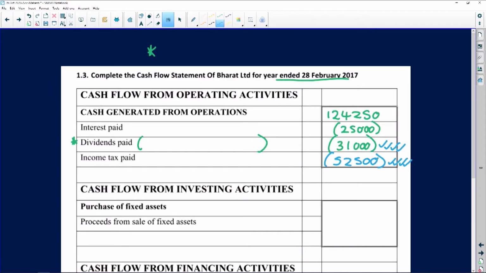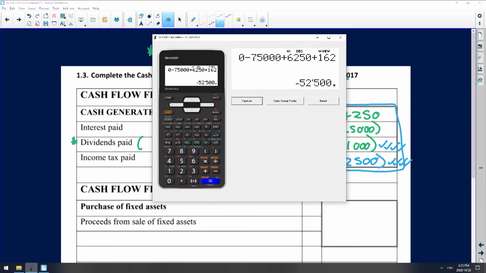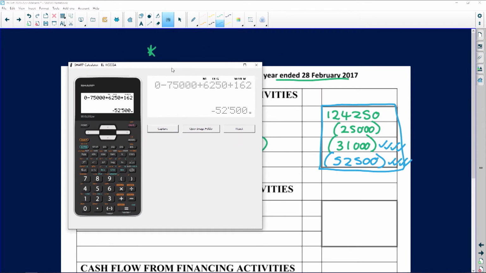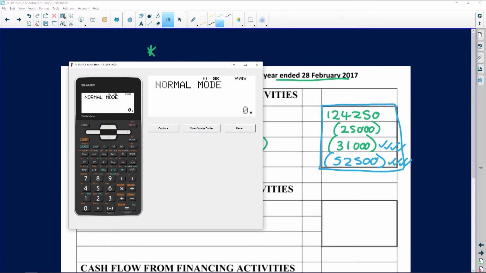Right, this is obviously going to go into our table. So we've got that table drawn up already, or a block, not a table. So my cash generated or cash flow from operations, let's just clear the calculator. So we're starting off with 124,250. Then we are subtracting 25,000. We're also subtracting 31,000, and then finally minus 52,500, and the cash flow from, oh, did I make a mistake? I probably did. What did I do wrong? Let's just quickly clear this and try it one more time.